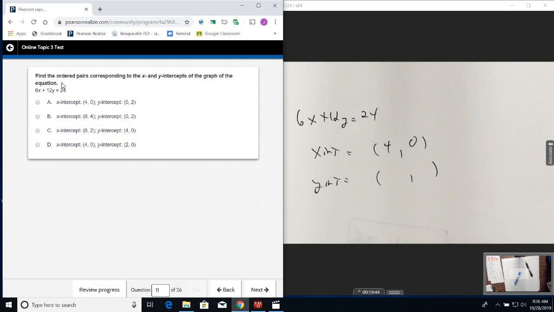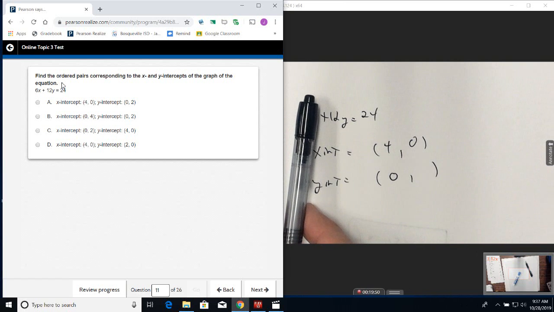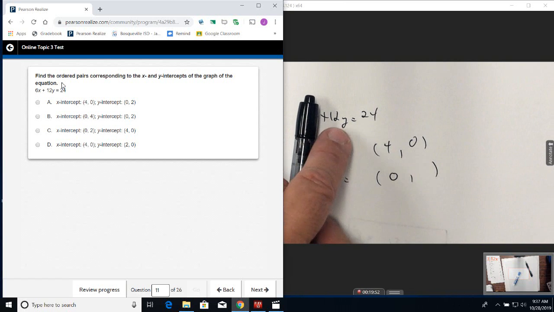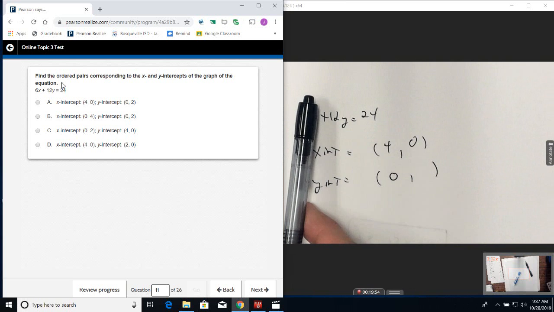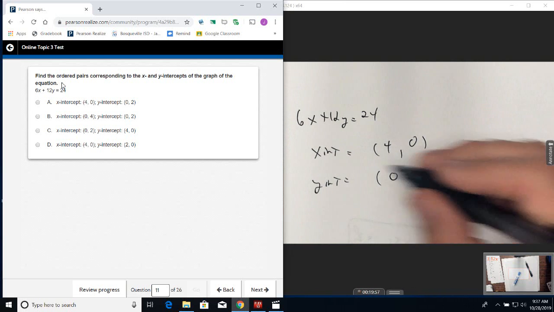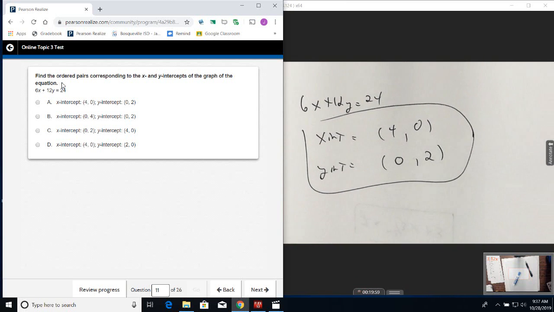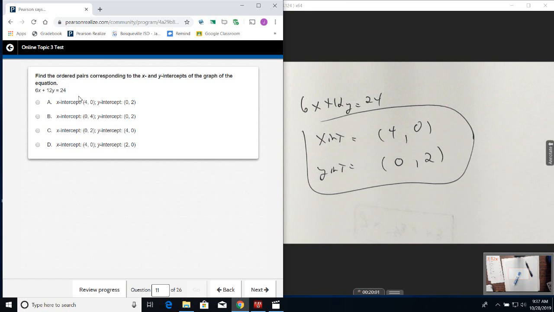All right, so what's my y-intercept? Well, that's setting x equal to 0. So if I set x equal to 0 in my ordered pair, that makes that have a value of nothing. So 12 times what is 24? 2. So there's my answer. My x-intercept is at (4, 0), and my y-intercept is at (0, 2). Everybody good with that?